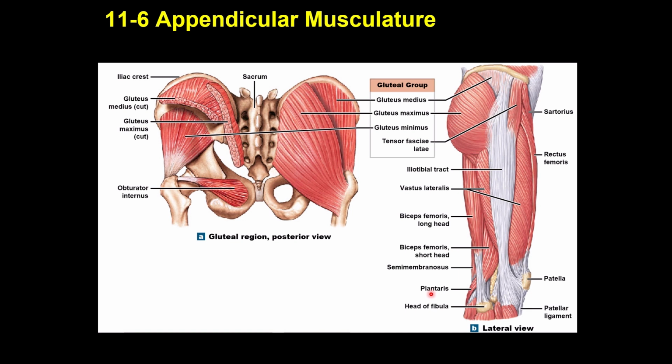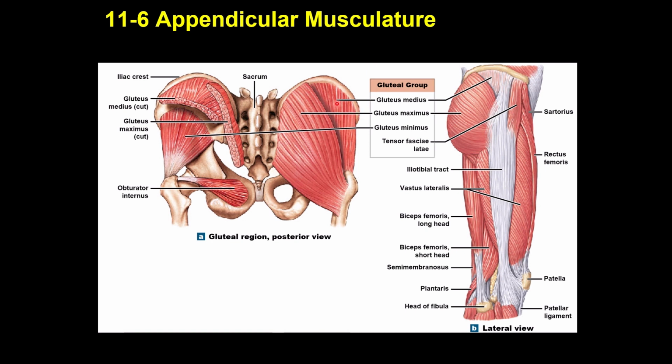Okay, these are the muscles of the hip girdles and lower limb. So when you have the gluteal muscle, this is the gluteus maximus, that can cause extension of the hip and lateral rotation of the hip.